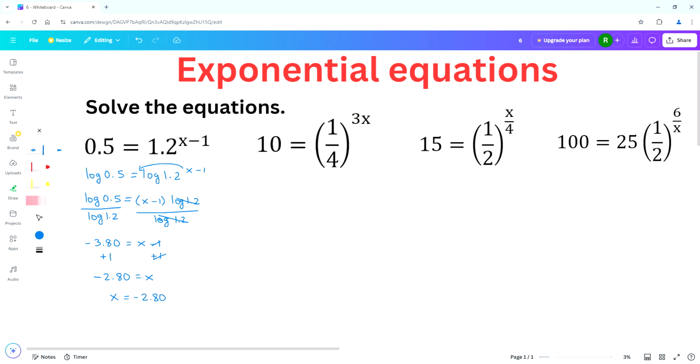Now we can solve the second equation. 10 equals 1 over 4 to the power 3x. We have to find the value of x. X is in the exponent on 1 over 4. The first step is to bring down the x from the exponent. For that we have to use logarithms. We should apply log to both sides.